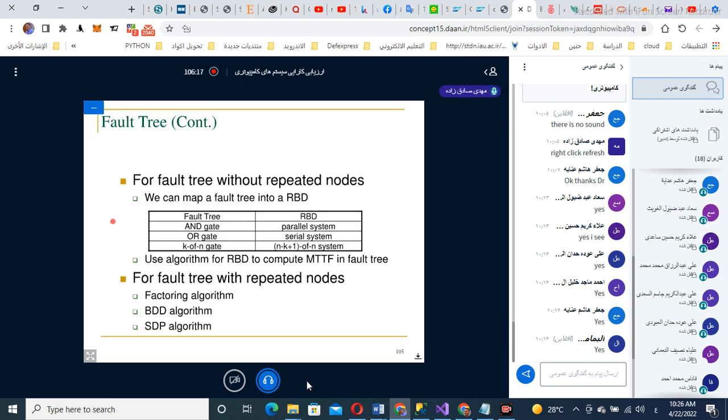For a fault tree without repeated nodes, we can map a fault tree into a reliability block diagram. In a reliability block diagram, a parallel system corresponds to AND in the fault tree and a serial system corresponds to OR, and an n minus k plus 1 of n system is a k of n gate. Use the algorithm for the reliability block diagram to compute mean time to failure in the fault tree. For a fault tree with repeated nodes, use the factoring algorithm, the BDD algorithm, and the STB algorithm.